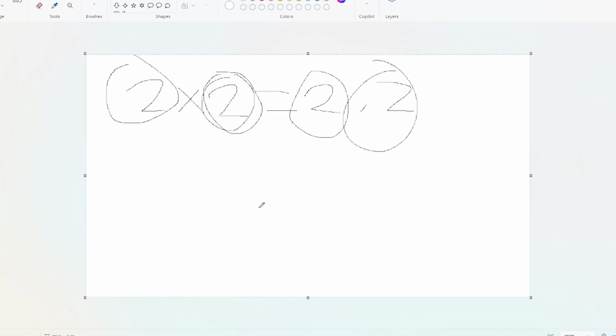Now, something we need to understand is when it says multiply here, we do not add them together. It's just multiplying. So the answer is going to be 2, 2, not 22. It is 2, 2. Unless said otherwise, we do not add them together. We just keep them like this.